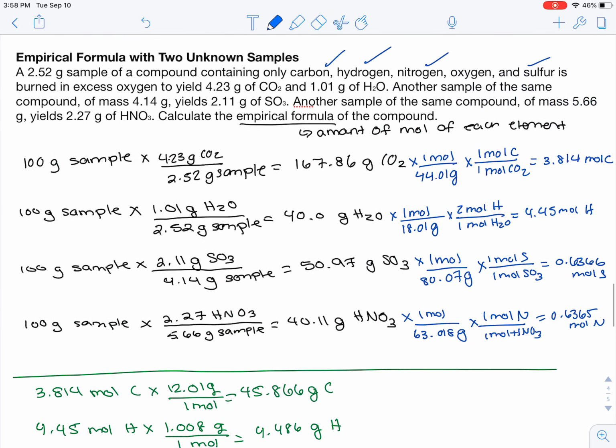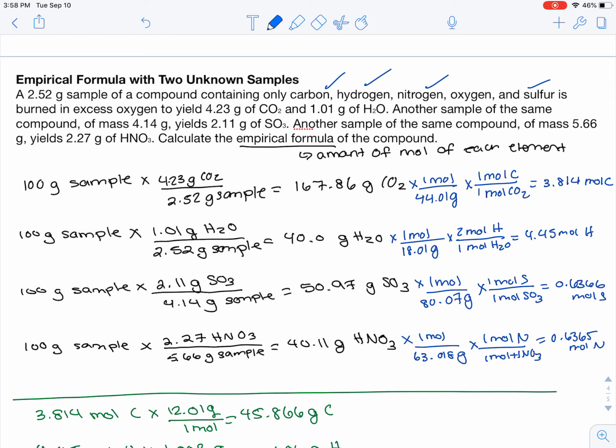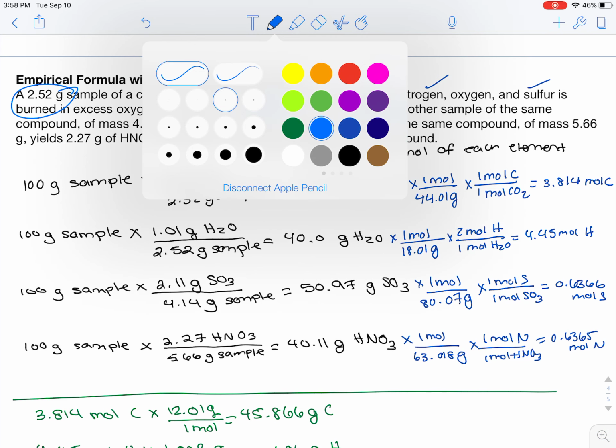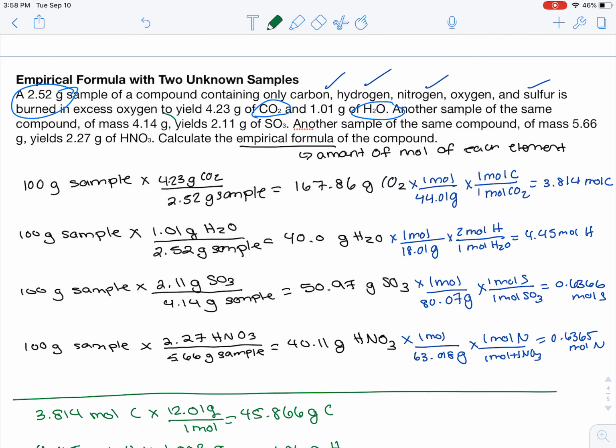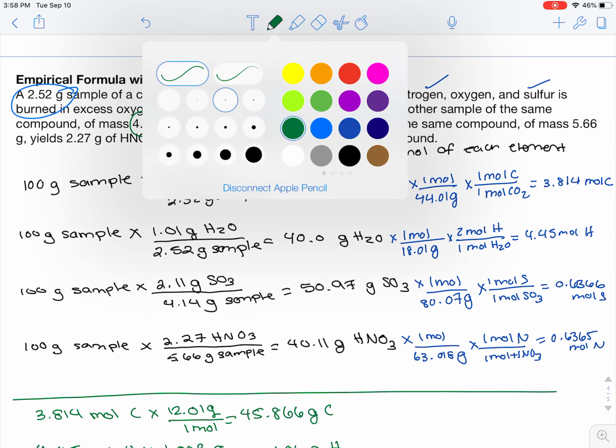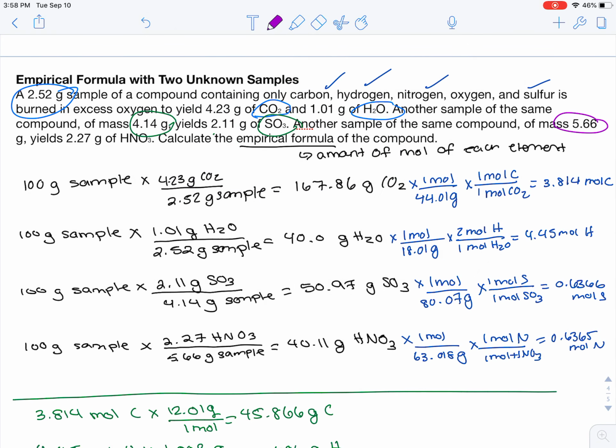So, finding the empirical formula, we want to find the amount of moles present in a whole ratio of each of the elements in the compound. We assumed that we had 100 grams of this compound, and these 100 grams were separated into 3 different experiments. The first experiment, from 2.52 grams, gave us carbon dioxide and water. The second experiment, using 4.14 grams, gave us sulfur trioxide. And the third experiment, using 5.66 grams, gave us nitric acid.